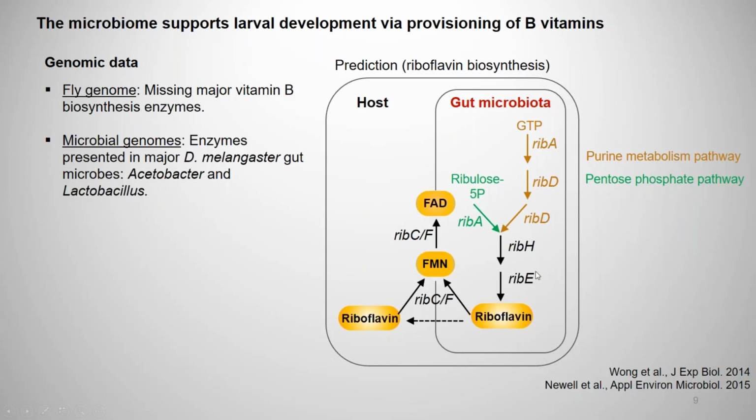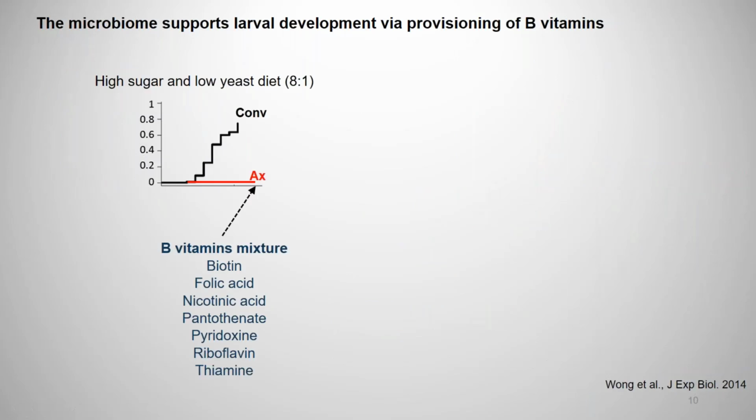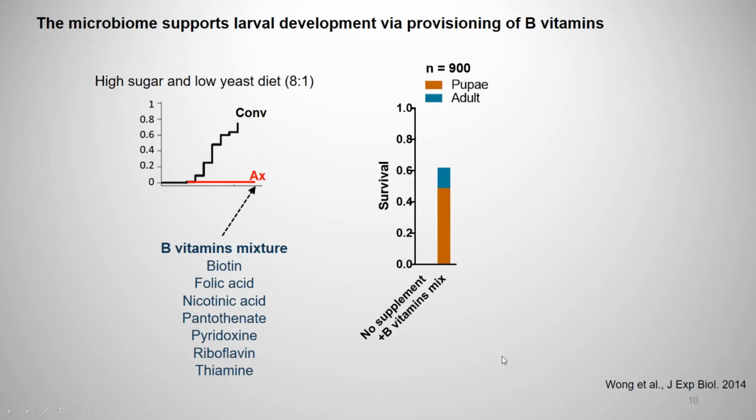So we predict, based on the genome data, that riboflavin synthesis is mediated by the microbiome, and we were able to also test that by doing a dietary supplementation experiment where we supplement the diet of axenic eggs on the high sugar, low yeast diet, where they don't develop, with B vitamins. We give them a mixture of 8 different B vitamins. As you can see here, without those supplements, there are no surviving flies. If you give them supplements, then the axenic flies start to develop much better, although still not to the full extent, but it massively rescues the development.